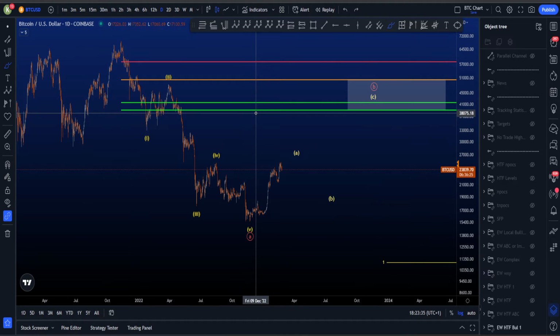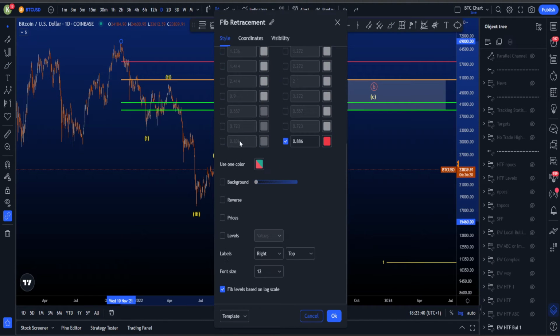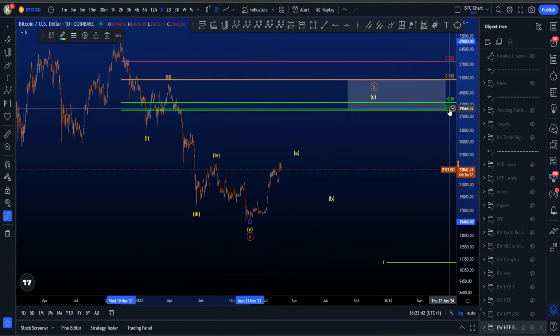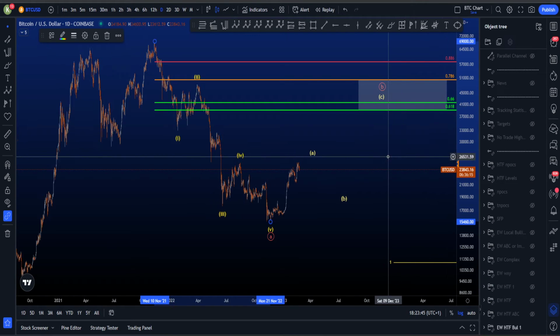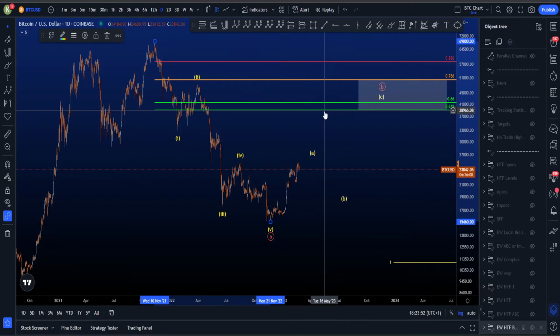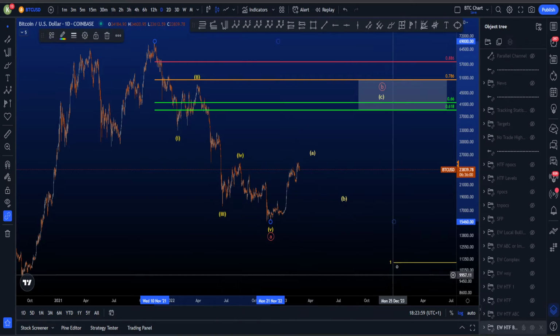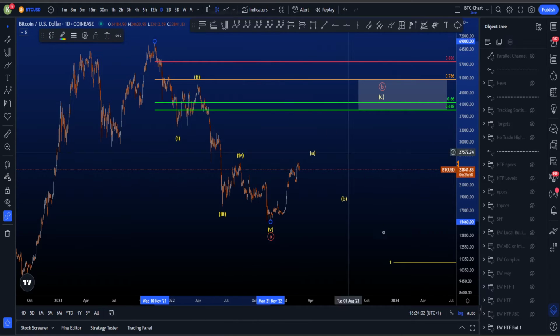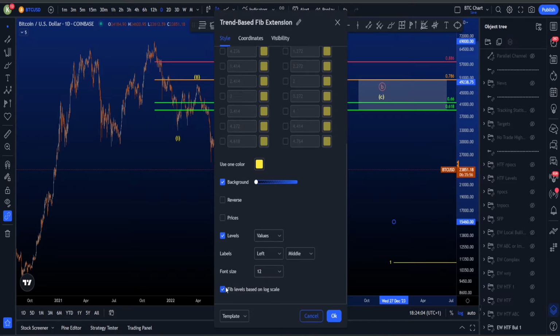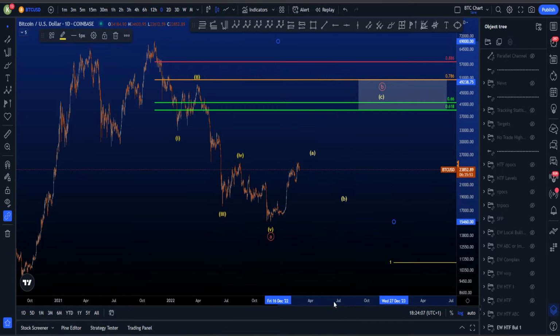And wave C in a zigzag very often ends in between the 618. Let me actually put the fibs over here. So very often it ends between the 0.618 and the 0.786. By the way, make sure if you're going to put these counts on your own chart, put everything on log scale. So you see I have log scale over here, as well as the Fibonacci and trend. So the Fibonacci should be on fib level based on log chart. Tap this button over here, as well as these. What is that? The trend-based fib extension. You have to do the same, okay? Just to make sure that if you implement this on your chart, make sure to do it correctly.